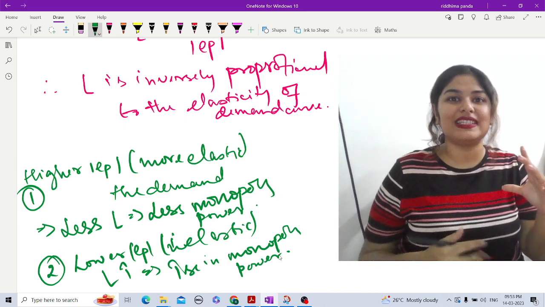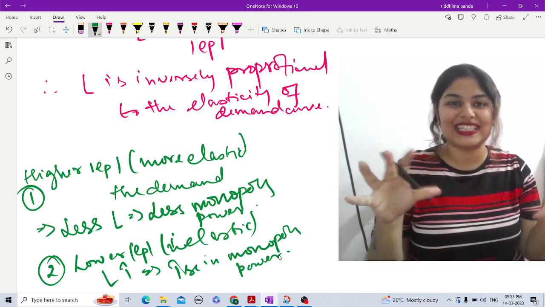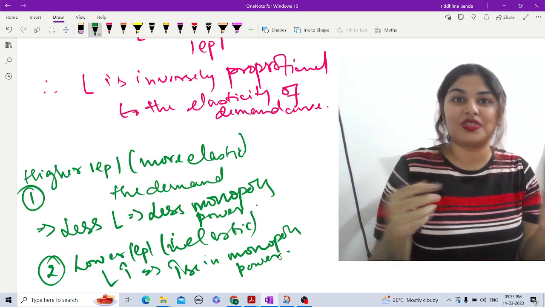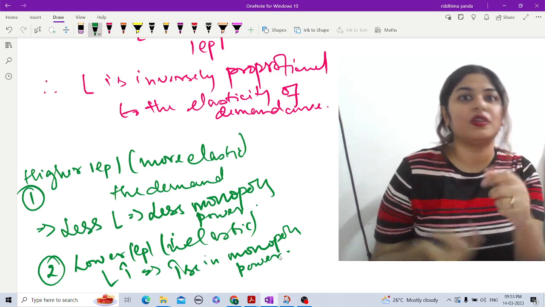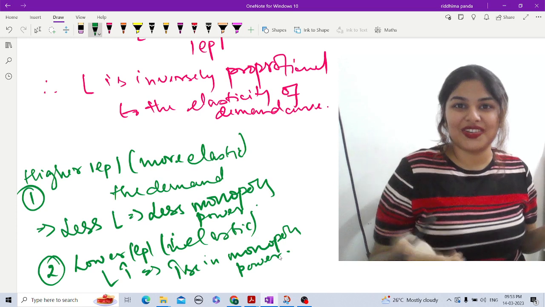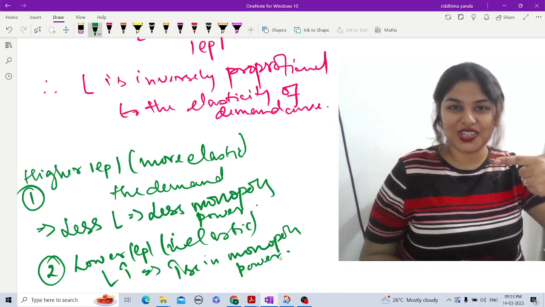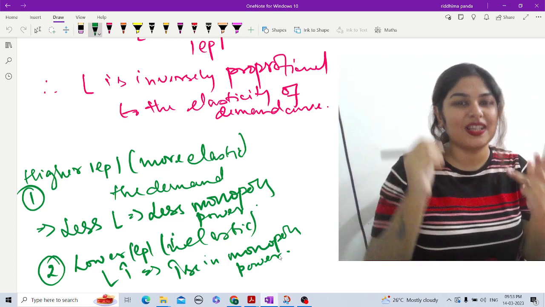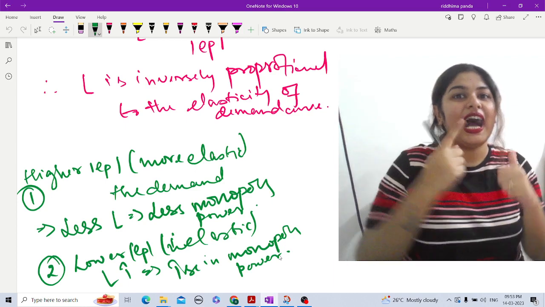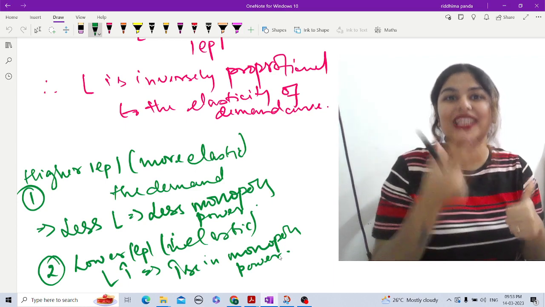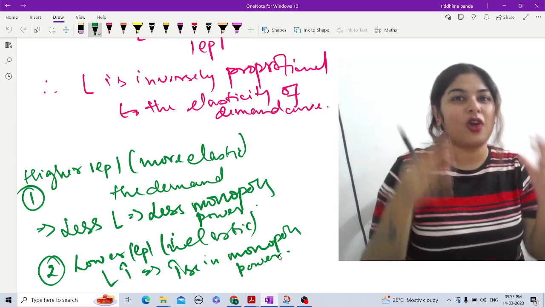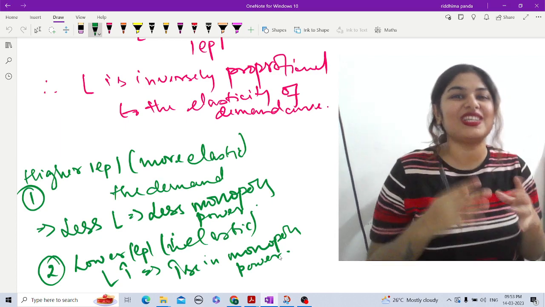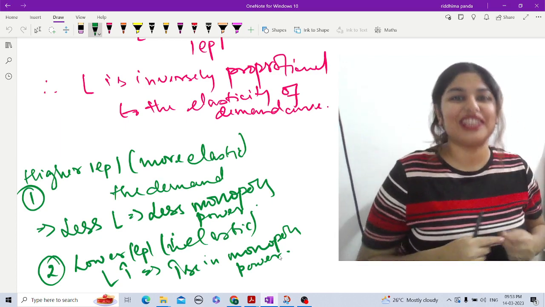Remember, Lerner's Index and elasticity, that is monopoly power and elasticity, are negatively related. What is the logic? More elastic means more substitutes, which means competition, so obviously monopoly power is decreasing. So the value of Lerner's Index is low, that is, less monopoly power. Similarly, the lower the elasticity, the more inelastic, meaning few substitutes, competition is decreasing and monopoly power is increasing, so the value of L is also increasing. This is how you can remember the relation between Lerner's Index and elasticity.